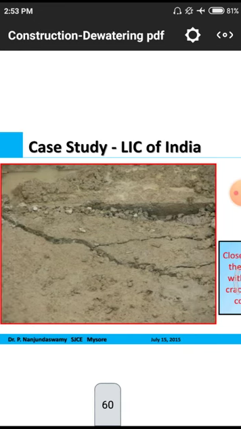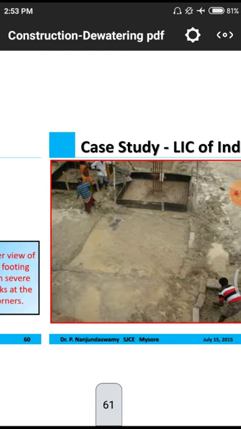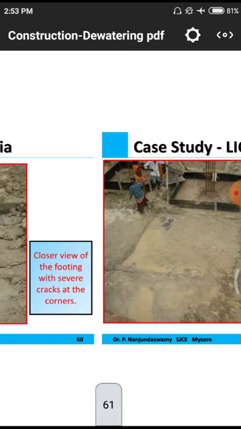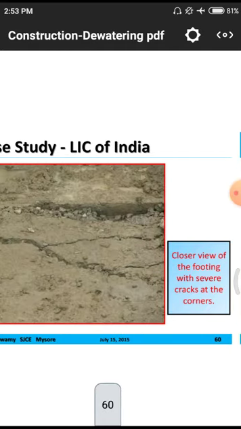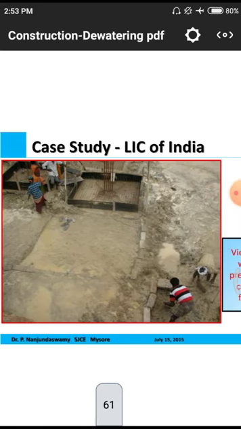Okay, these are the cracks we are getting at the edge of a place. Closer view of the footing with severe cracks at the corners. That means in the corner or edge we have severe cracks. Those also we have to rectify. Otherwise, those will lead to the sinking of the total footing or structure.